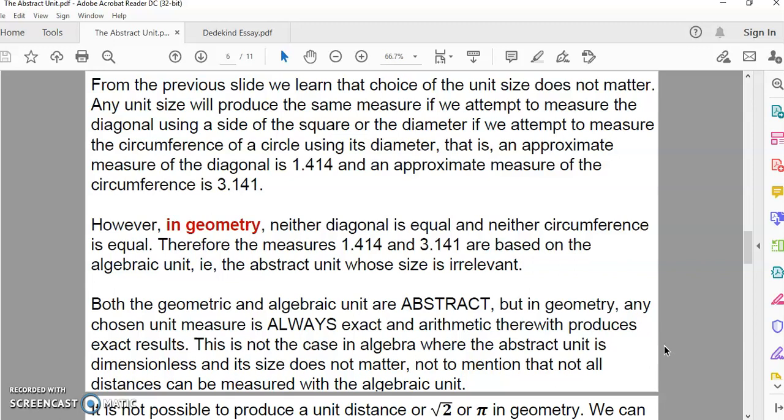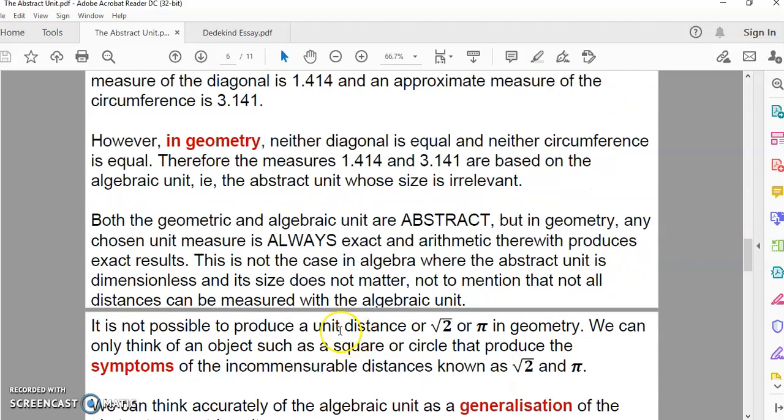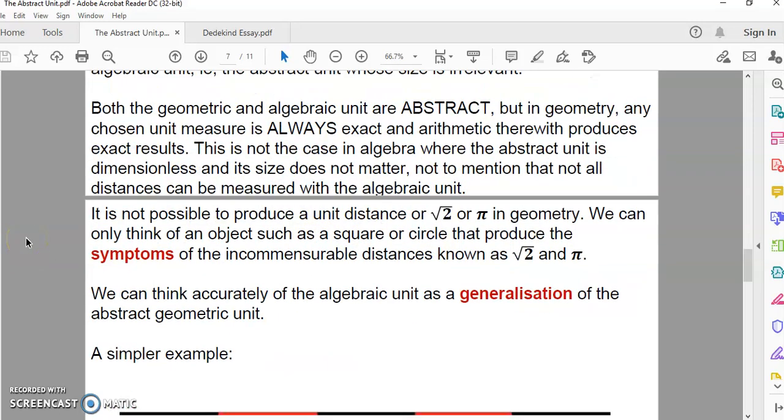Now, if you want to really understand, you should read my article, because I get it right. I explain to you exactly what a unit is. So both the geometric and the algebraic unit are abstract, but in geometry, any chosen unit measure is always exact. And arithmetic with any distance in geometry produces exact results. You can multiply, divide, add, subtract, and you will have the precise result.